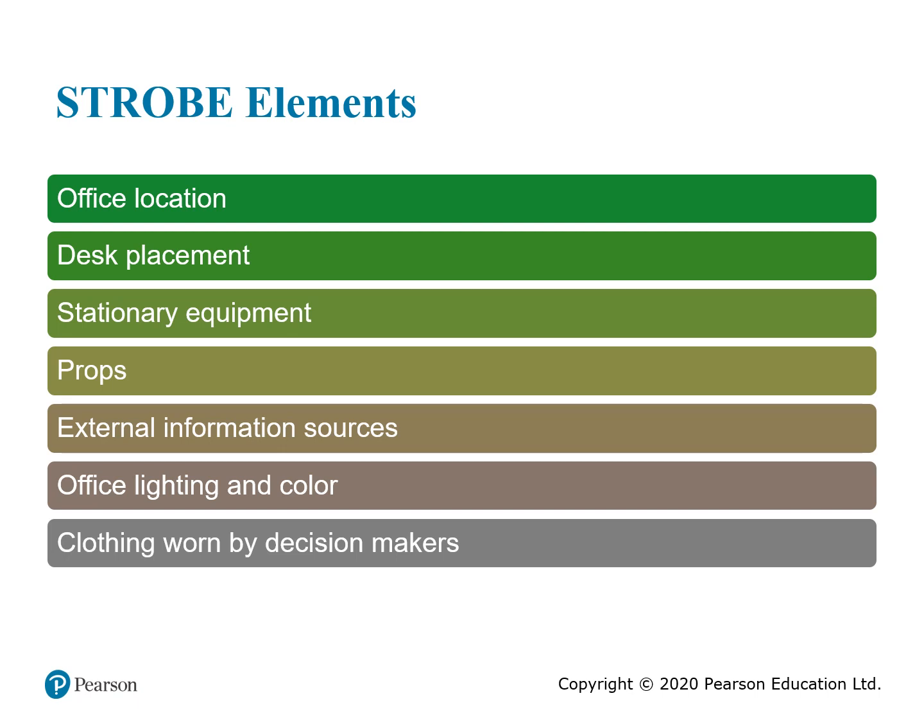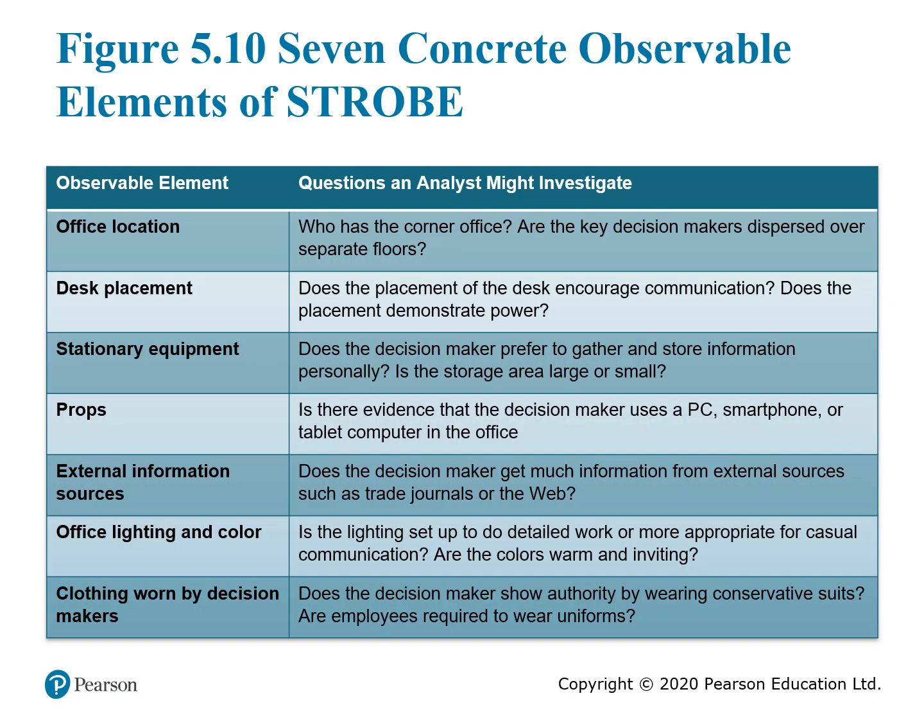Those elements are, for example, office location, desk placement, stationery and equipment, where they locate the manager, whether it is open hall desks or rooms divided with partitions. Also the props, which we already discussed, the follow-up questions and so on, external information sources, the office lighting and color, and clothing worn by the decision makers. So this figure gives a summary of seven concurrent observable elements of STROBE. Let's have a look into each one of them.